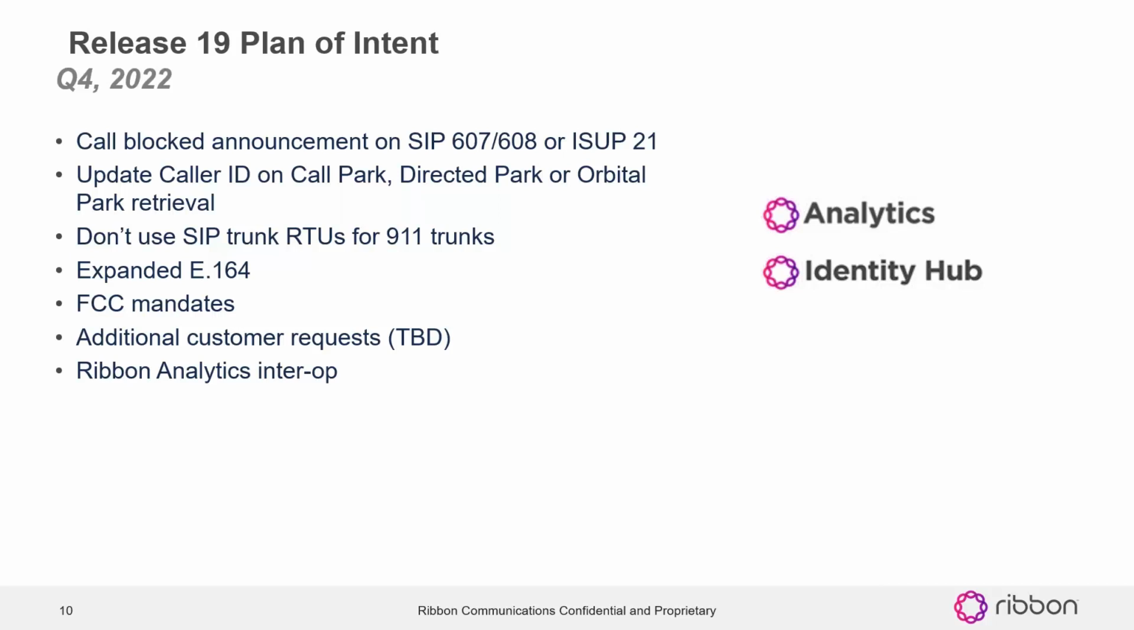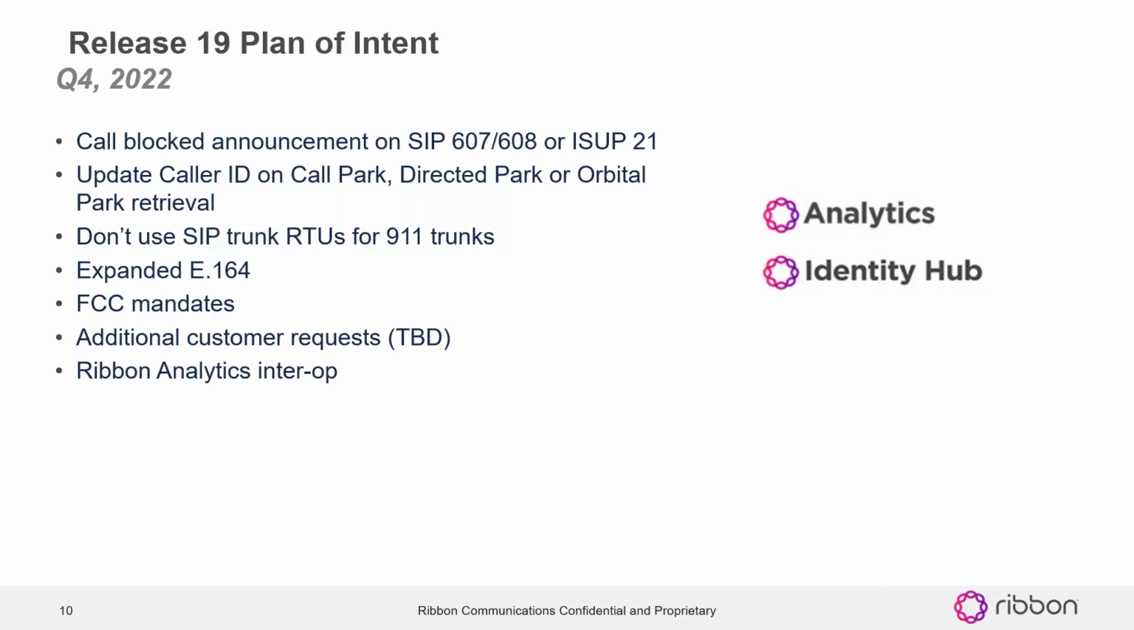We had a customer request for an updated caller ID on call park, directed park, orbital park retrieval. We'll include that. We had a customer who started to deploy SIP trunks and wanted, for 911, to make sure that none of his 911 trunks were blocked if he used up all of his RTUs, all of the normal pool of RTUs for SIP trunks.